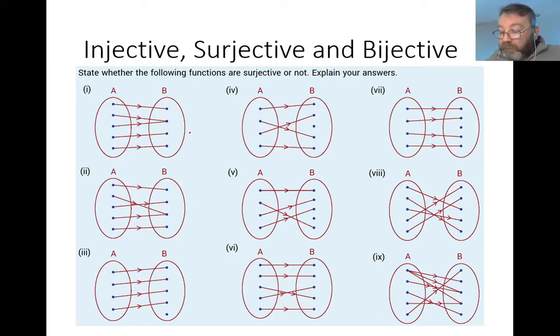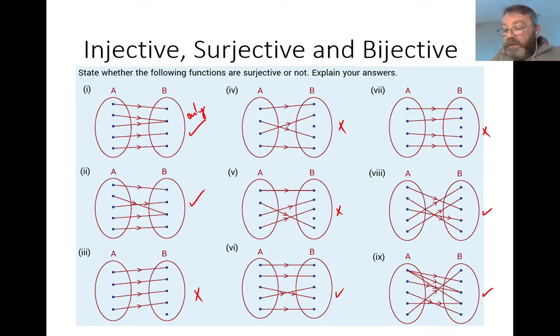So, are they all used up? Yes. All used up? Yes. All used up? No. No. No. Yes. No. Yes. Yes. Done. Now, let's just go back and see if we can further explain what they are. Here, is this bijective as well? Well, it's surjective, but because the second element of B is shared between the second and third of A, it's not injective as well. So it's surjective only.